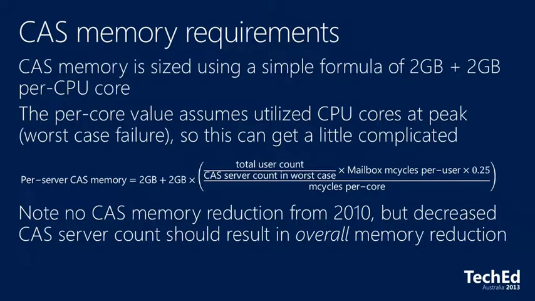In terms of CAS memory, CAS does have some memory requirements, but we've really narrowed it down to a very simple formula. It's just a baseline of 2 gigabytes, and then for every core that you have in the system, an additional 2 gigabytes of memory. That is the easiest server role to size in Exchange that we've had in years. It's a super simple formula, makes it very easy to scale that server up and also to scale it out economically as well.